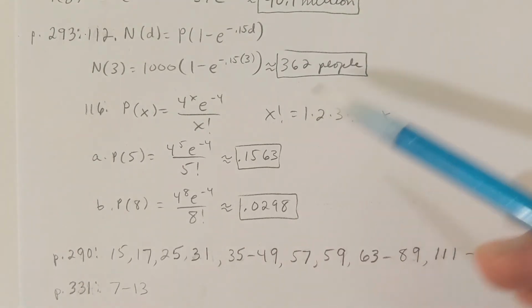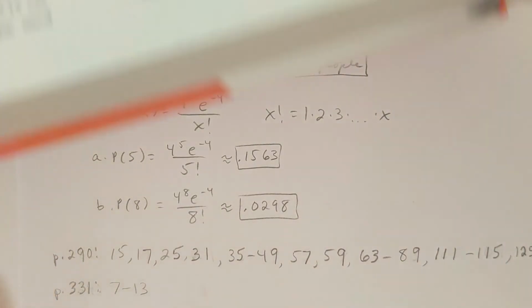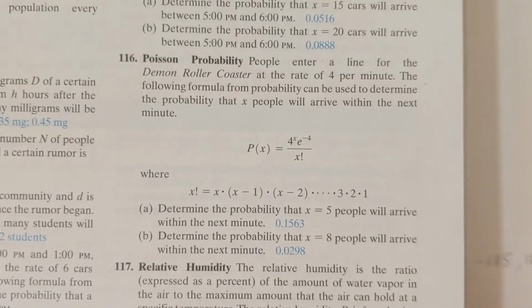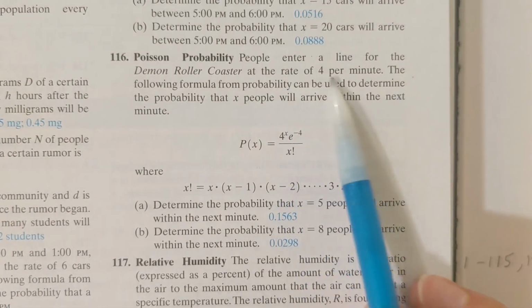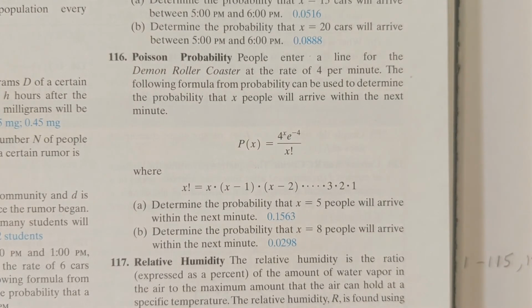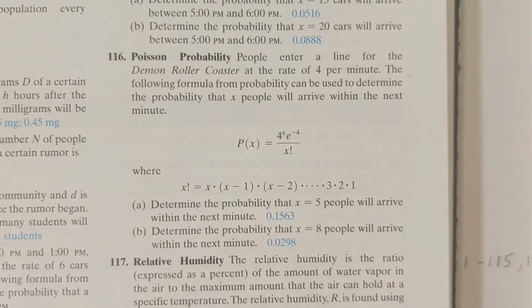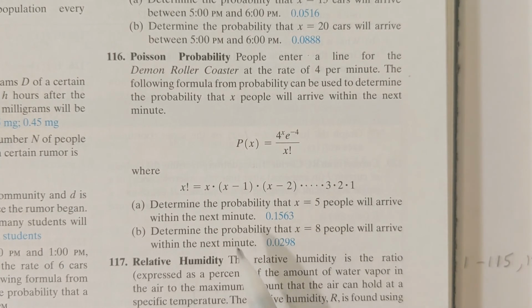Problem 116. Poisson probability. People enter a line for the Demon roller coaster at the rate of 4 per minute. The following formula from probability can be used to determine the probability that x people arrive within the next minute. So here's P of x, where x factorial is x times x minus 1 times x minus 2 times x minus 3 times all the way down to 3 times 2 times 1. Determine the probability that 5 people will arrive within the next minute, and then determine the probability that 8 people will arrive within the next minute.